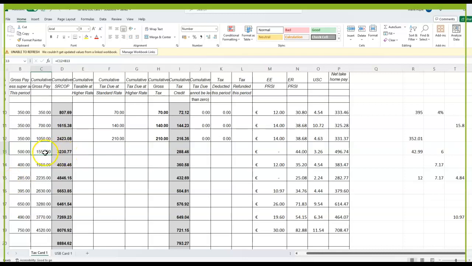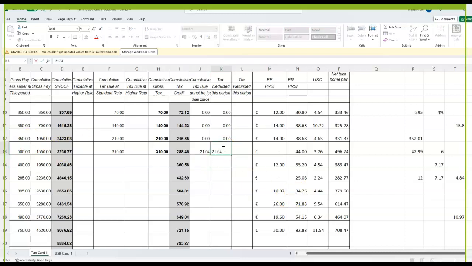I'm now up to 1,550, still under the standard rate cutoff point. What is my income tax on that at 20%? It is 310 euro. 310. I have now exceeded the credits, so now I'm going to start paying tax. So 310 reduced by 288.48, and that will give me 21.54, and that's the amount of income tax that I'm going to deduct this week.